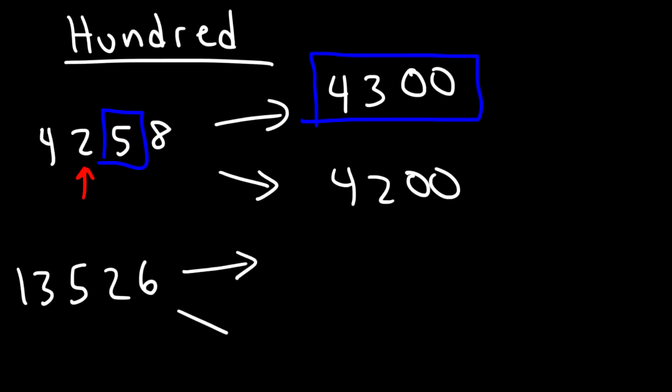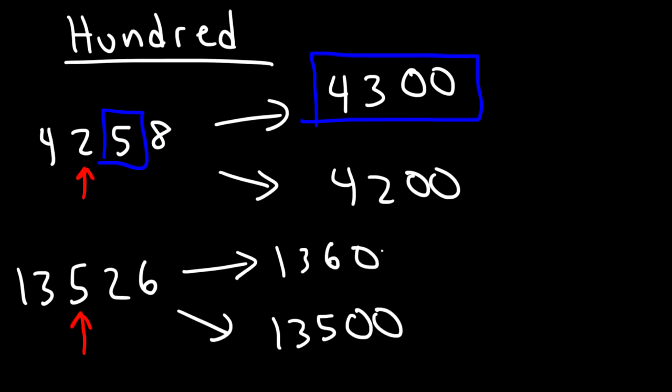Now for the next example, the 5 is in the hundreds place. So we either round it down by keeping it a 5 followed by 2 zeros, or round it up by making it a 6 followed by 2 zeros. So the next number is a 2. So that's 4 or less, which means we're going to round it down to 13,500. And that's it for rounding to the nearest hundred.